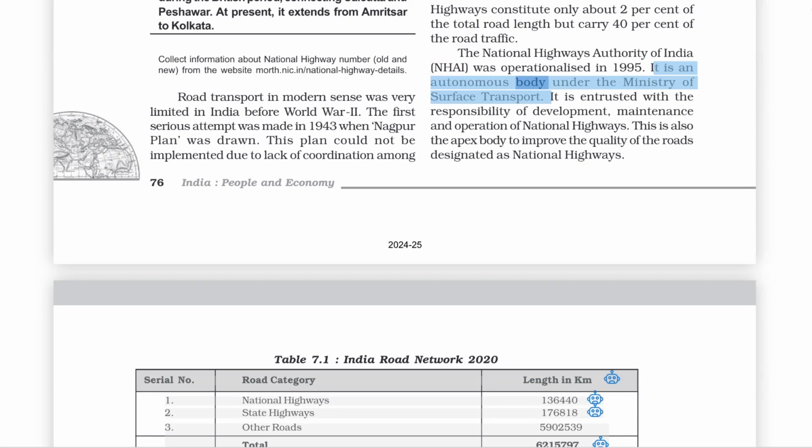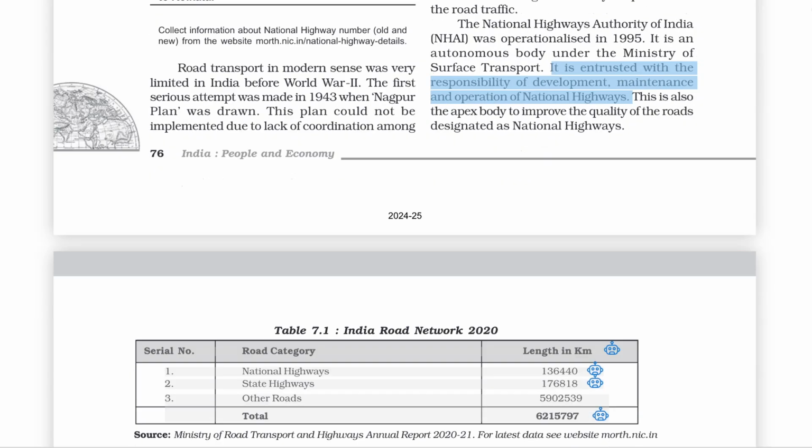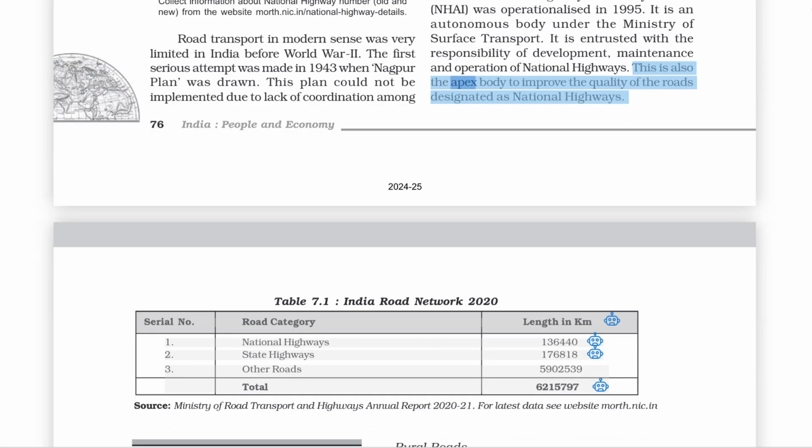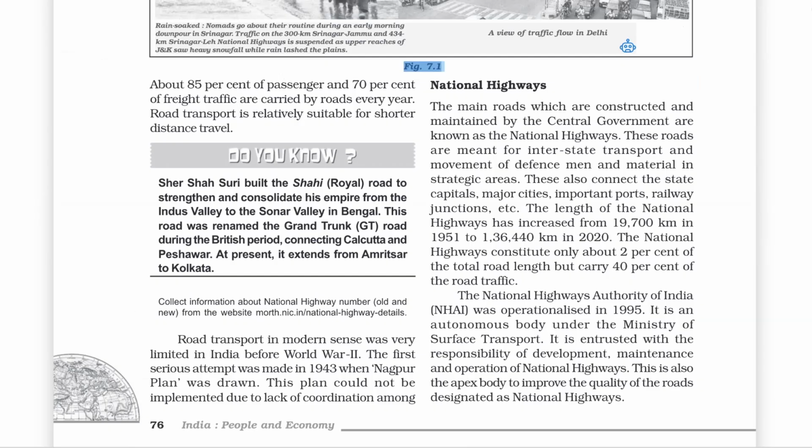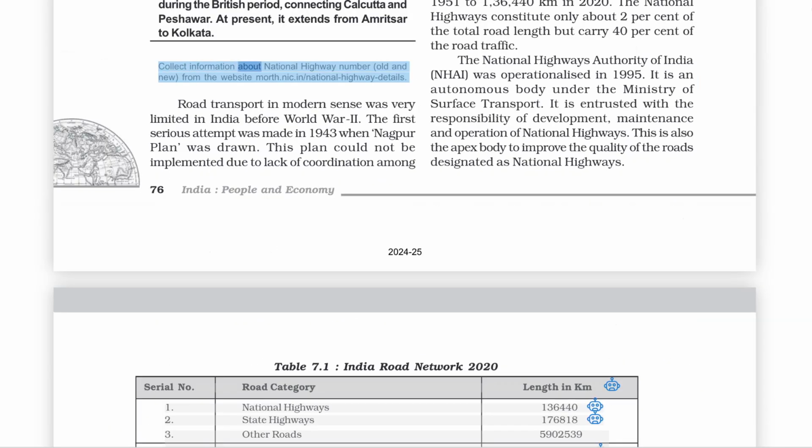It is an autonomous body under the Ministry of Surface Transport. It is entrusted with the responsibility of development, maintenance, and operation of national highways. This is also the apex body to improve the quality of the roads designated as national highways. Figure 7.1. Collect information about national highway number, old and new, from the website.